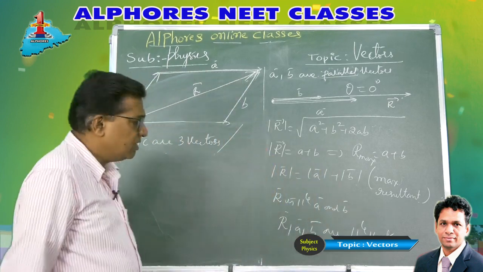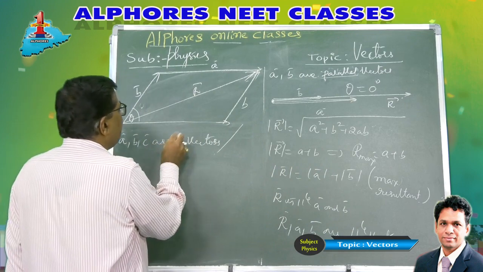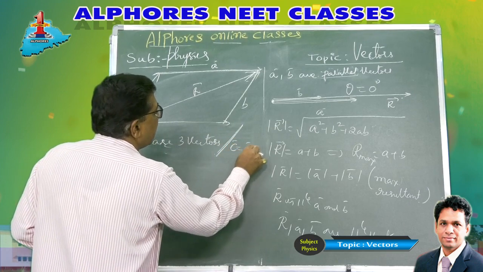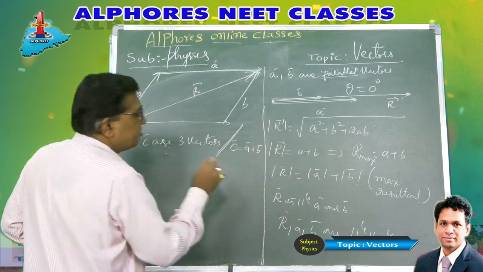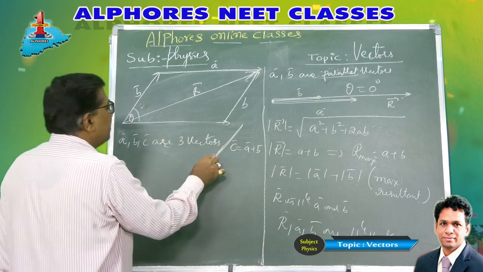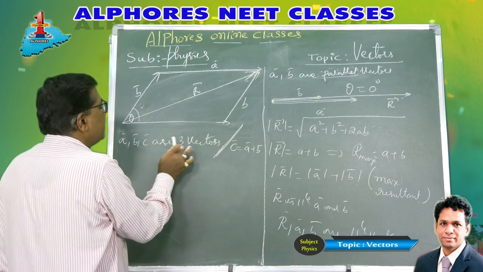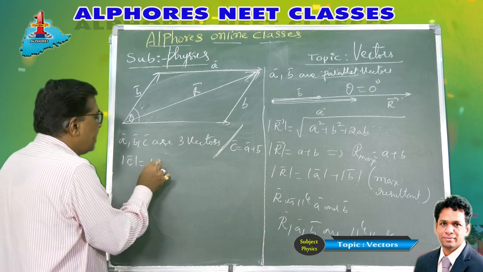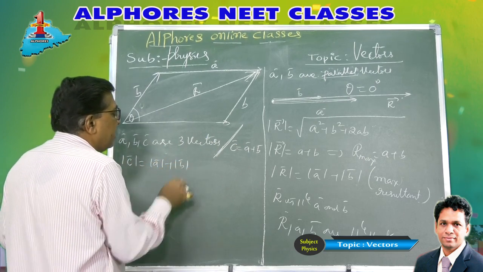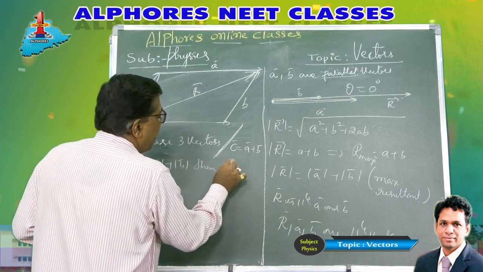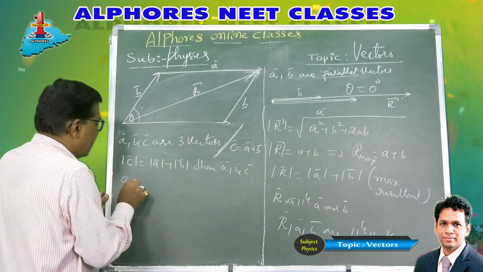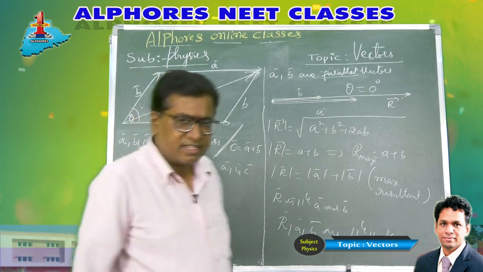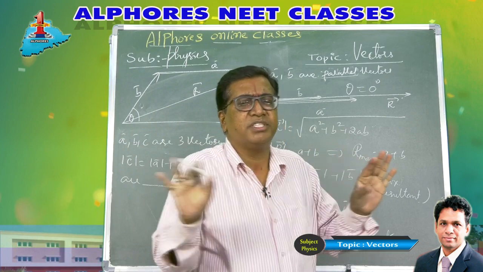Pure vector notation. A bar, B bar, C bar are three vectors such that C bar is A bar plus B bar. C is the resultant of A and B. Three vectors A bar, B bar and C bar are such that C bar is A bar plus B bar. Mod C bar is equal to mod A plus mod B. Then A bar, B bar, C bar are dash vectors. Now this was the question that was given in a previous entrance examination in pure vector notation form.